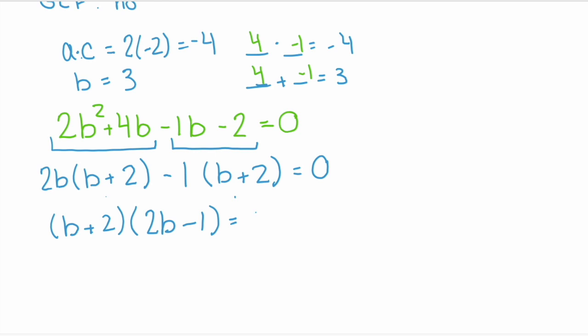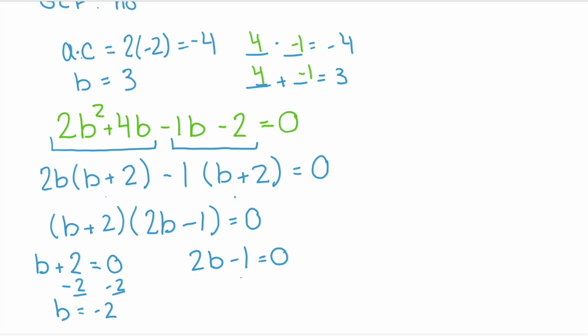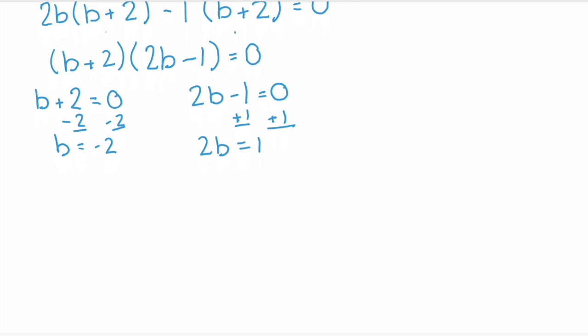And then using the zero product property, we know that to solve, either b plus 2 equals 0 or 2b minus 1 equals 0. So we have to solve each of those. So b plus 2 equals 0, subtract 2 from both sides, and we get that b equals negative 2. And for 2b minus 1 equals 0, we'll add the 1. So we have 2b equals 1. Then we need to divide by 2. So b equals 1/2.